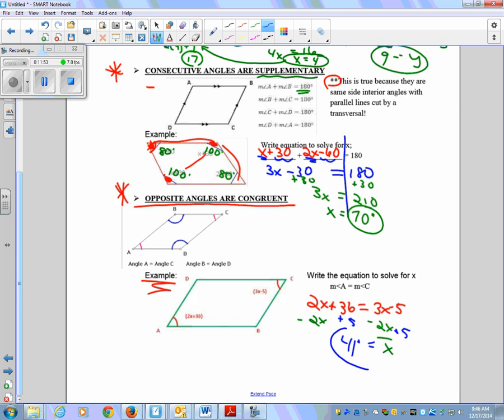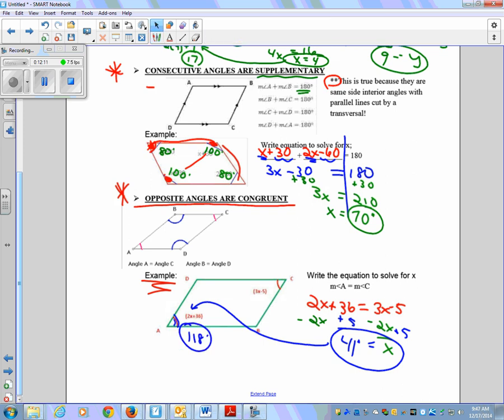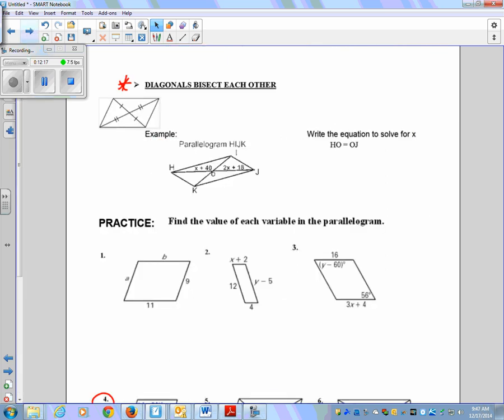X equals 41. If we were going to plug that in for x here, that's 82 plus 36 is 118. So this angle would be 118. Clearly it's not drawn to scale. It does not look obtuse, but we know that happens sometimes with our diagrams. They're not drawn to scale. Okay, so look at the next page.